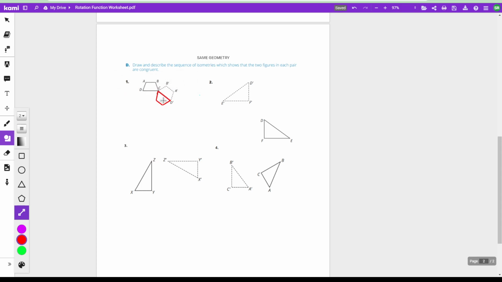And if we were to continue rotating this shape about C, you can very well see that it's not going to go into the position that A, B, C, D is in, right? But once we get into this position, you could see that maybe we could reflect it across the line and get A, B, C, D. And in fact, that's exactly what we can do.